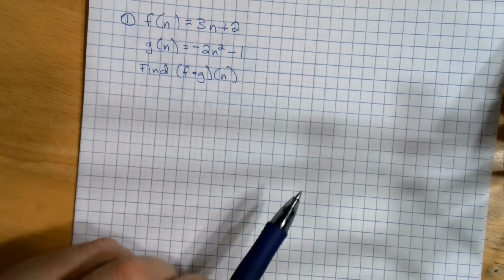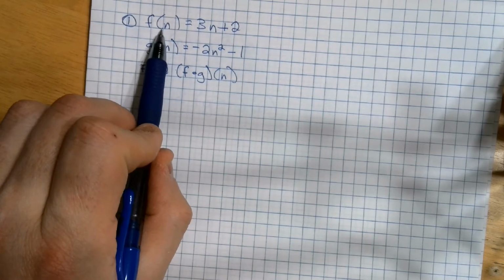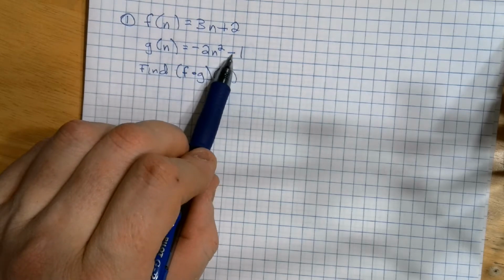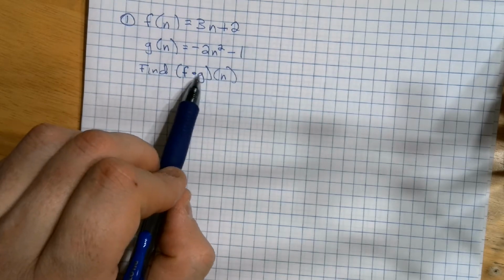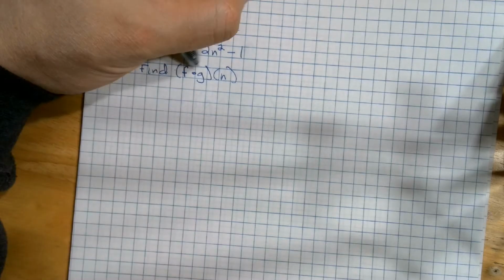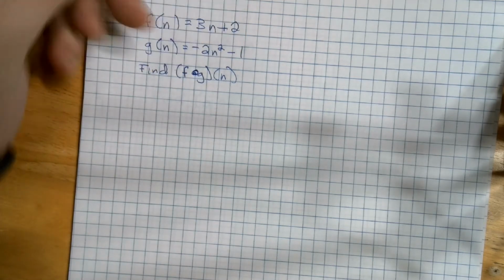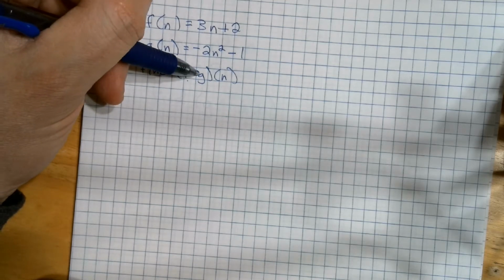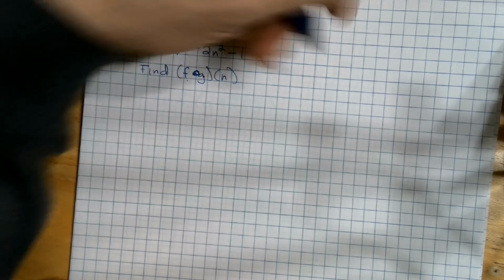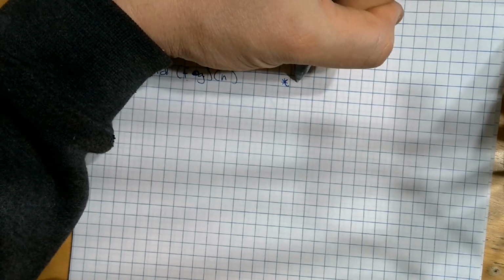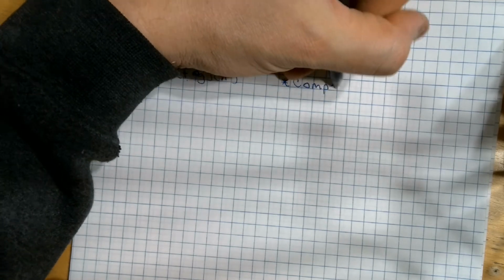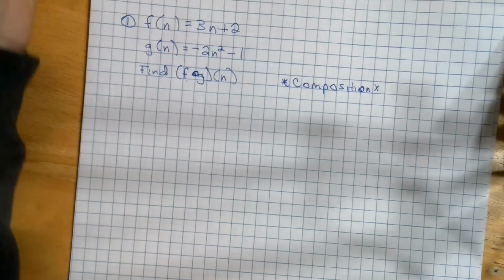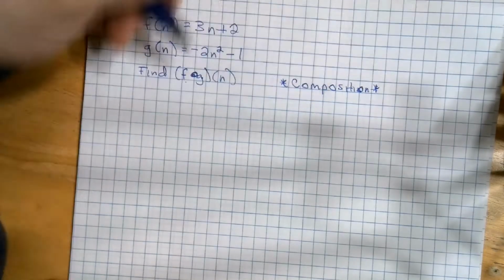Okay? So if you look at number 1, we have function f, which is 3n plus 2. We have function g, which is negative 2n minus 1. And then down here we've got this notation that says find f, and this is actually an open circle. It looks kind of like the word fog, but it's not the word fog. It's f composition g is how we read that. So that little symbol means composition. So let me write that down. That's what that little symbol means, composition, that little open circle right there.